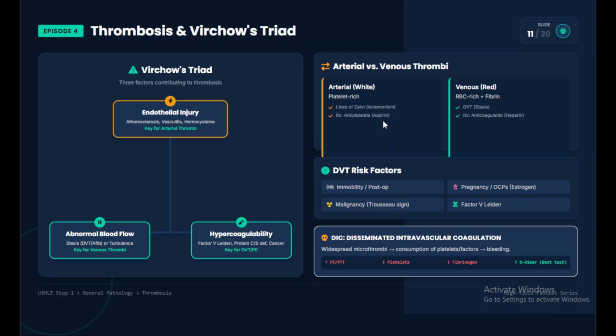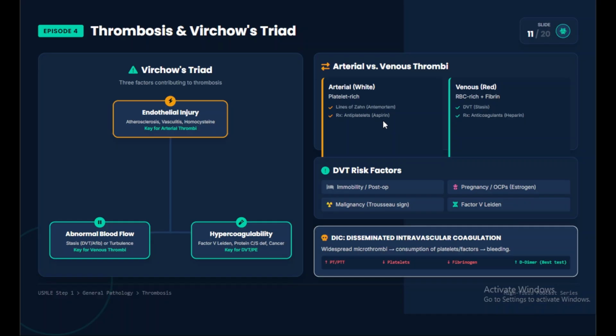Now this is something I used to confuse when I was a student, when to give aspirin and when to give heparin. Keep this in mind. Now, venous thrombi are RBC rich and fibrin rich. It is a red thrombus, right? And typically it happens in DVT due to stasis in the veins, and the treatment is anticoagulants like heparin.